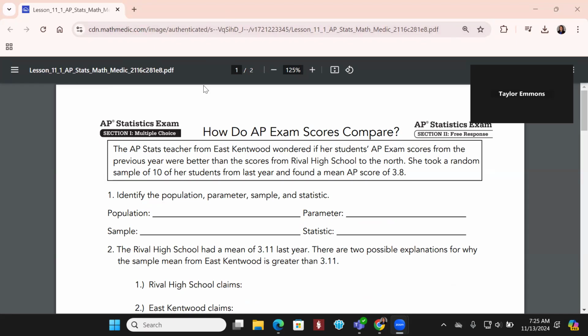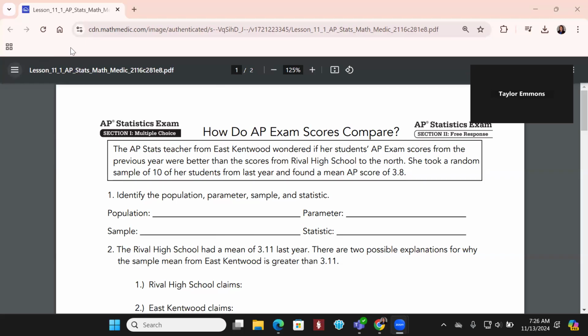So the AP Stats teacher from East Kentwood wondered if her students' AP exam scores from the previous year were better than the scores from the rival high school to the north. Boo. She took a random sample of 10 of her students from last year and found a mean AP score of 3.8. So identify the population, parameter, sample, and statistic.